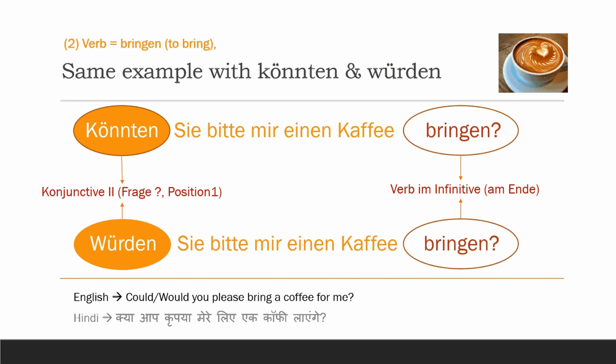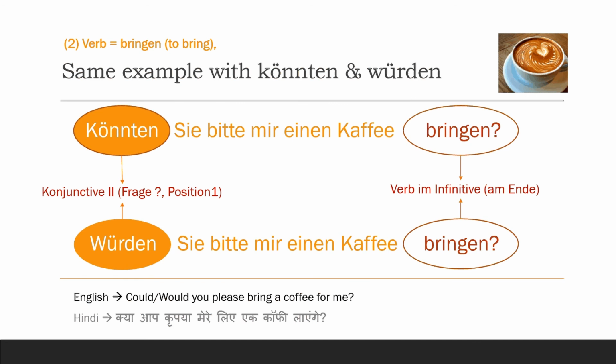Coming to next example, the verb here is bringen. Bringen means to bring, yes, to bring something. Now we are seeing same examples using könnten and würden. Könnten Sie bitte mir einen Kaffee bringen? Could you please bring a coffee for me? Or you can say, würden Sie bitte mir einen Kaffee bringen?